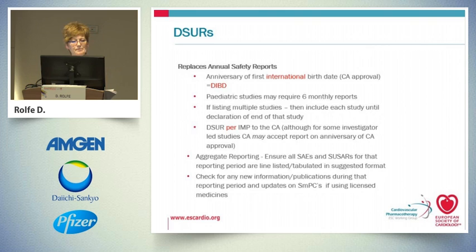Aggregate reporting. Ensure that all of the SAEs and SUSARs for that reporting period are line listed and tabulated in the suggested format. And there is a template for these reports to go in. You check for any new information or publications that have occurred during that reporting period and any updates on the reference safety information if you're using licensed medication.